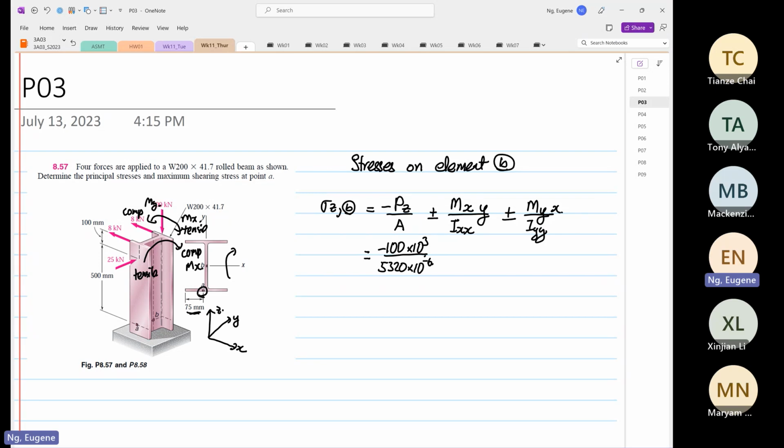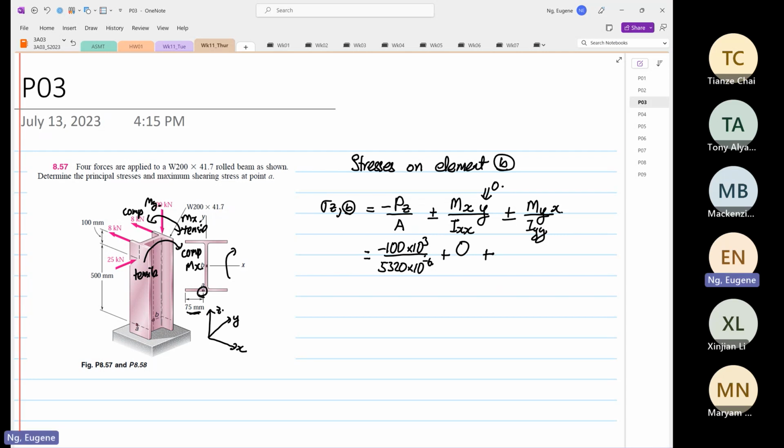The moment about x and the stress at point B is going to be equal to 0. Why is it equal to 0? Because it's at the centroid in the y direction. So this is plus by 0. And then the moment about y is going to induce a tensile plus.